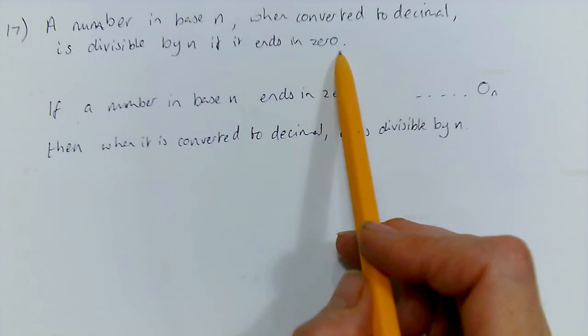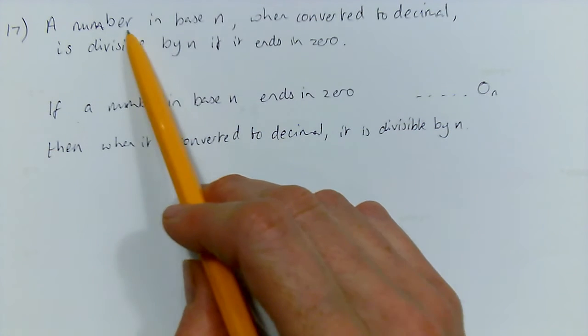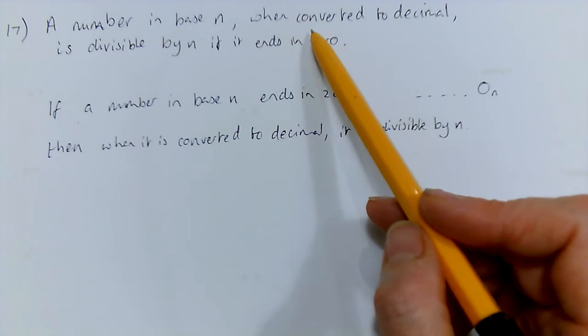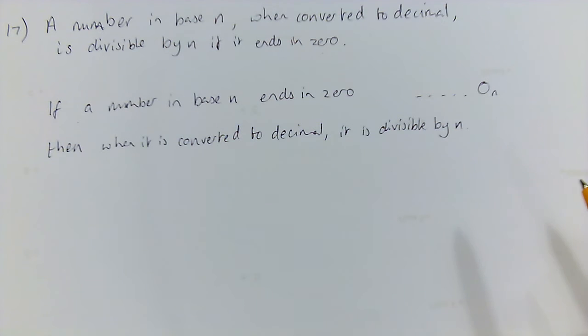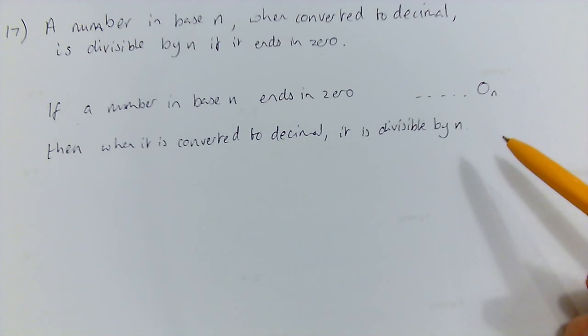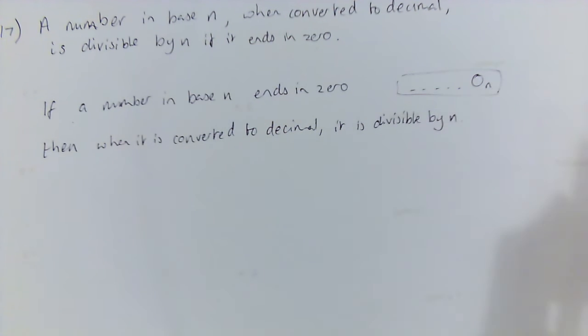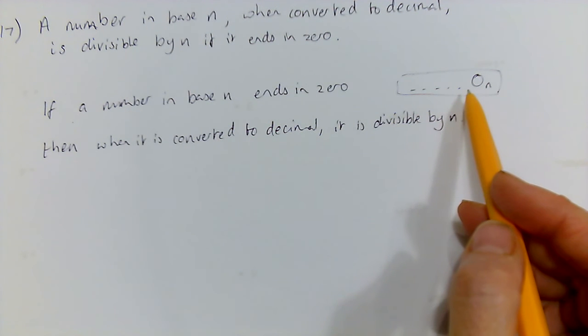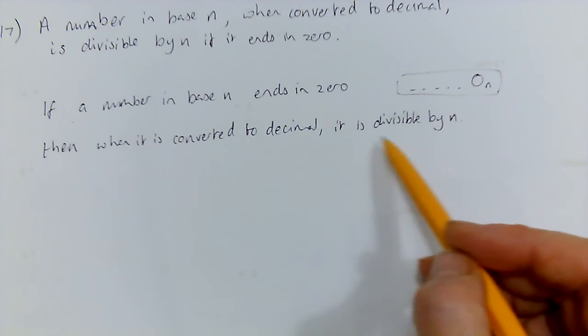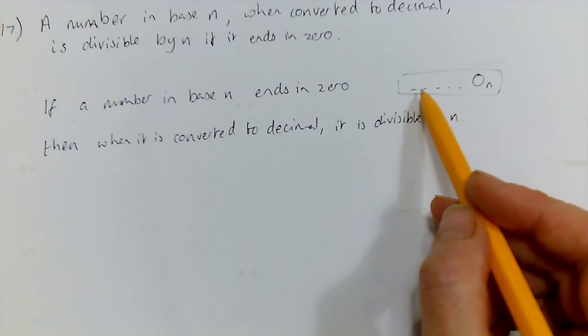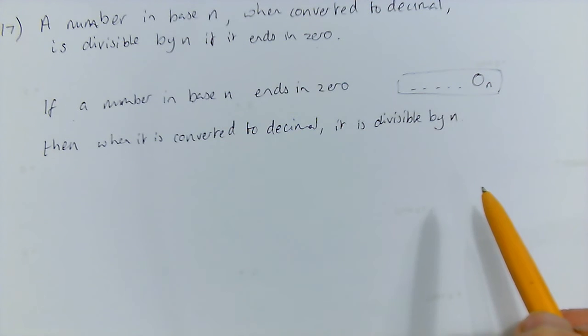So it said if it ends in 0, if what ends in 0? If a number in base n ends in 0, then when it's converted to decimal, it's divisible by n. So you're going to test that out for a couple of examples for A, B, C and D, and then you need to try and prove this. So this gives us a clue. If we can write down what the if bit is in some algebra, then we can try and show the second part.